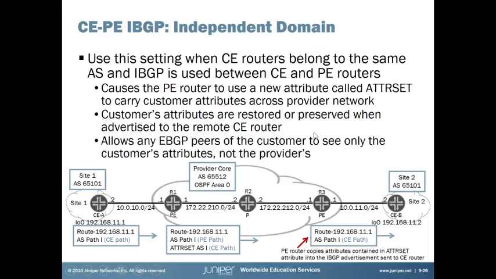A few other things that we may have to do to solve certain problems: we can use this attribute set feature here. We use that when the CE routers belong to the same autonomous system and iBGP is used. So this is another way of solving the same problem. It causes the PE router to use a new attribute called ATTR_SET to carry custom attributes across a provider network, and the attributes are restored or preserved when advertised to the remote CE router. So this can be used to solve a specific problem.